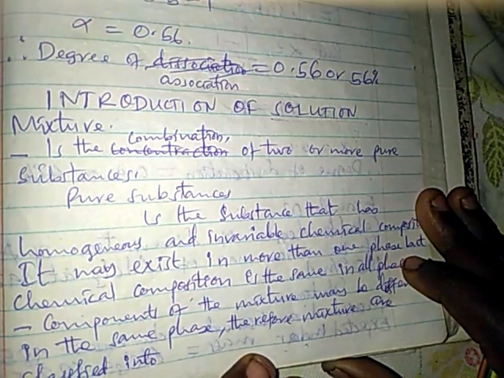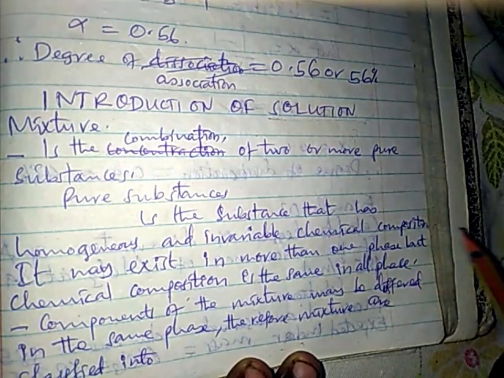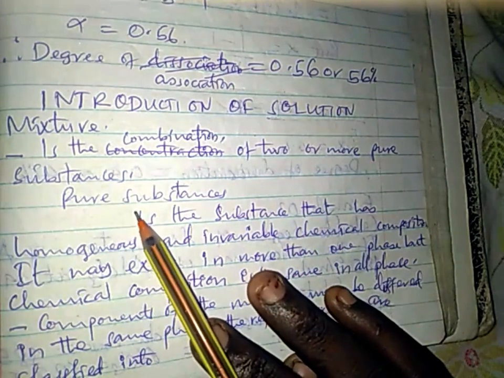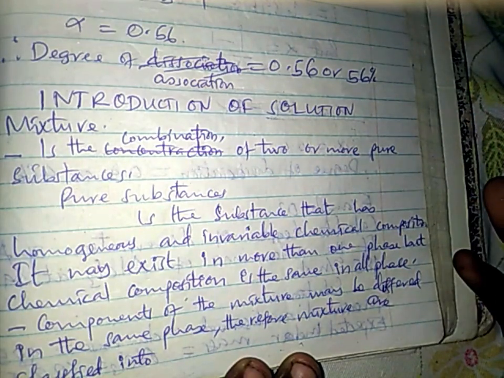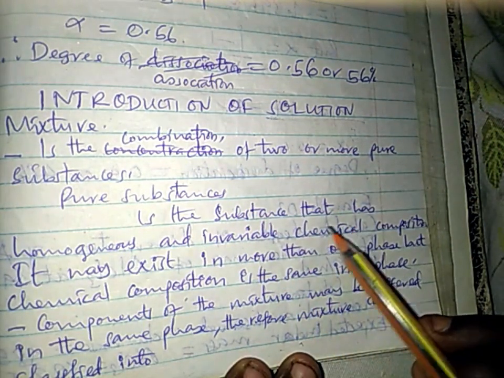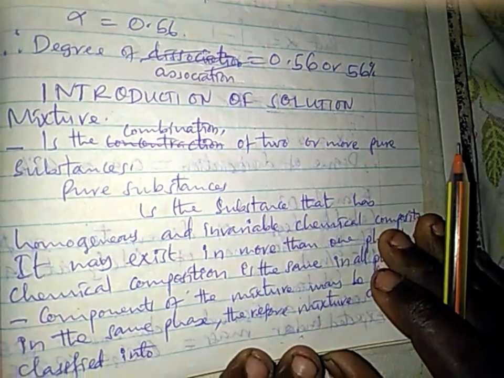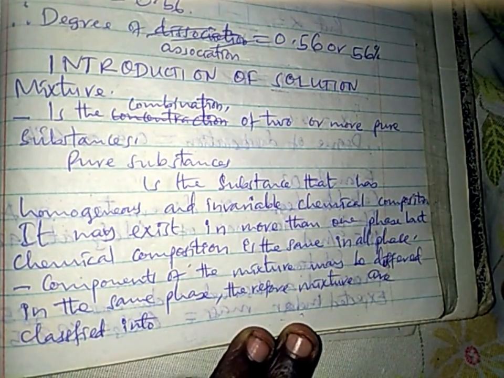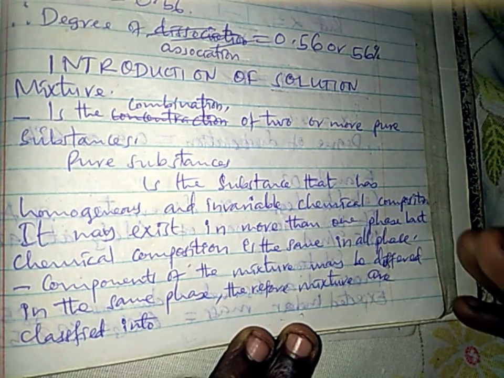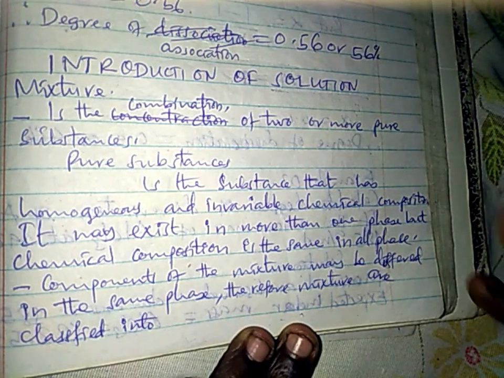So first, we should understand the definition of mixture. I know this is just Form 1 terminology. Mixture is the combination of two or more pure substances. And a pure substance is the substance that has homogeneous and invariable chemical composition. Invariable chemical composition, manake tukisema pure water, composition yake ni hydrogen and oxygen. And the composition of pure water anywhere duniani inakuwa ni ile oxygen and hydrogen.